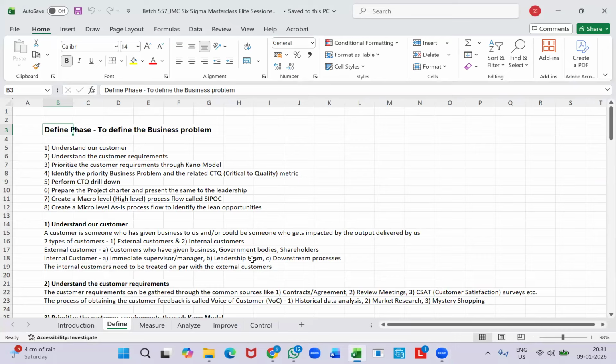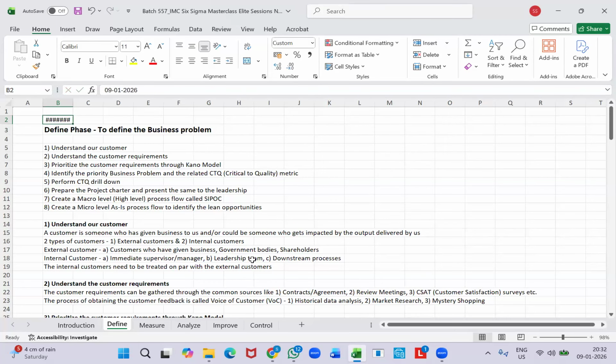So the primary objective of the define phase is to define the business problem. So we have a business problem, so that is why we have taken up a Six Sigma project to address this business problem. As part of the define phase, we need to identify that priority business problem, number one. And at the end of the define phase, we should have properly defined the business problem, right? So this is the business problem that I'm going to address as part of the Six Sigma project exercise. So let me just put today's date, this 9th of Jan.